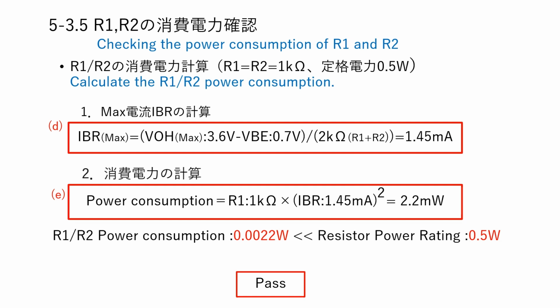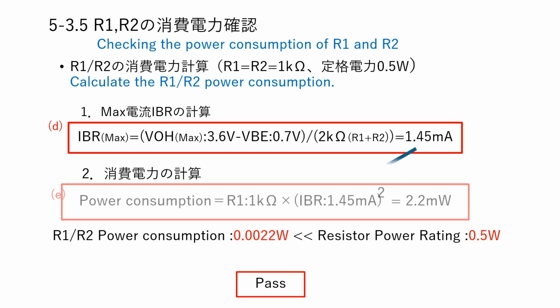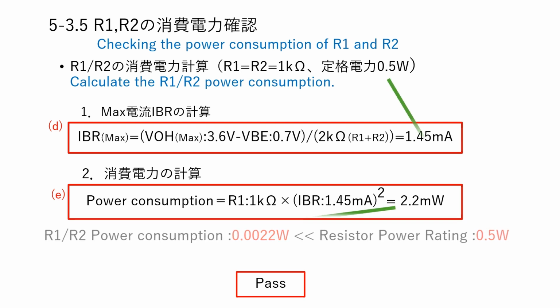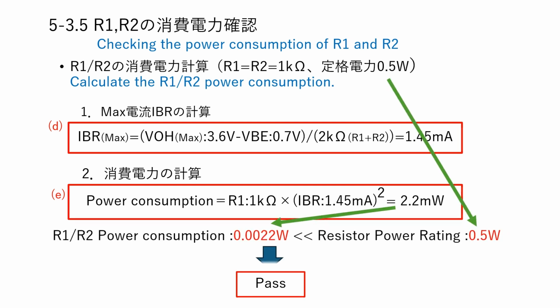2. Calculate the R1 power consumption. Calculate the power consumption of R1 using the red frame equation E. R1 equals 2.2 mW. It was confirmed that the power consumption of resistor R1 was less than the power rating. The same is true for R2.